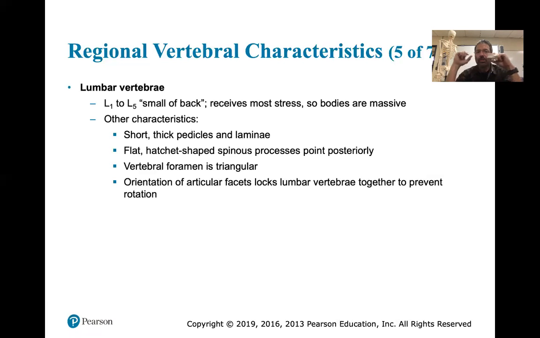They have flat hatchet-shaped spinous processes, point posterior. It's like a hatchet. All right. The vertebral foramen is triangular, and you can definitely see that here. Triangular. So remember, the thoracic was very, very round. This is going to be looking superior and very round. This one is very, very triangular.